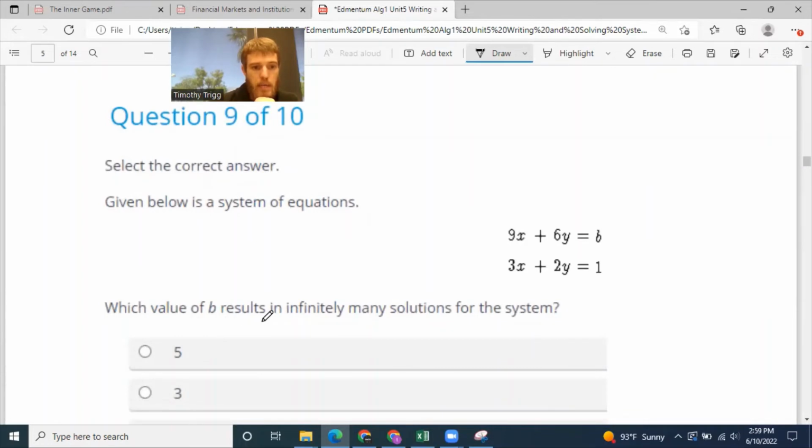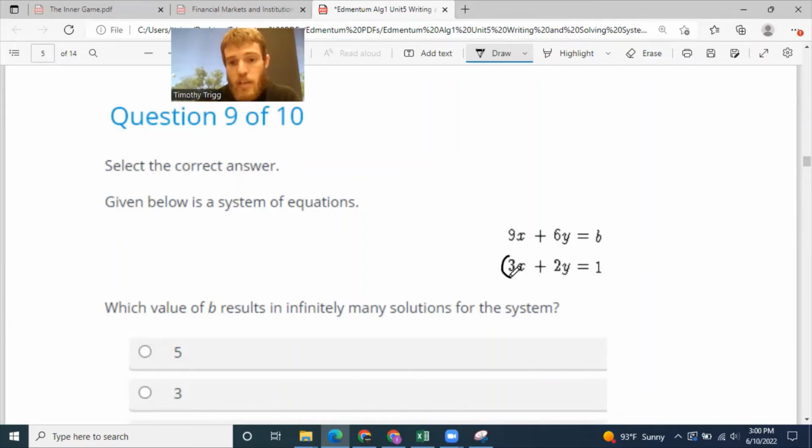Which value of B results in infinitely many solutions for the system? So we have some value B here, and we're looking for a value for B that'll make this have infinitely many solutions. Now remember, infinitely many solutions implies that these two lines are actually the same line. So what I can do is create them in such a way where they look exactly the same. Notice the top one says 9x plus 6y equals B. The bottom one says 3x plus 2y equals 1.